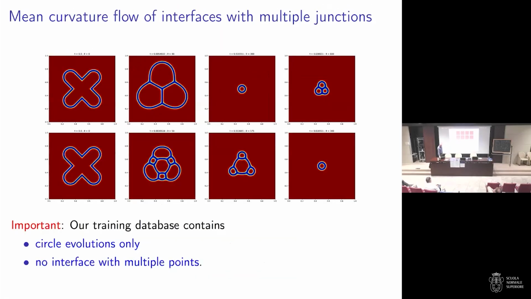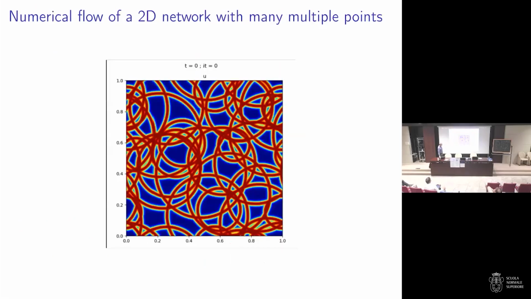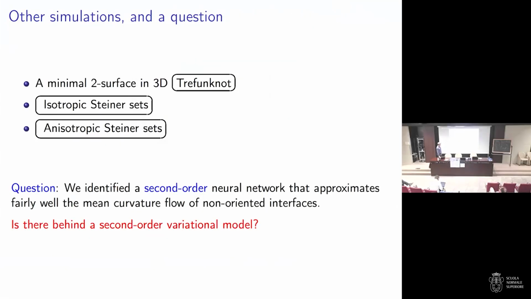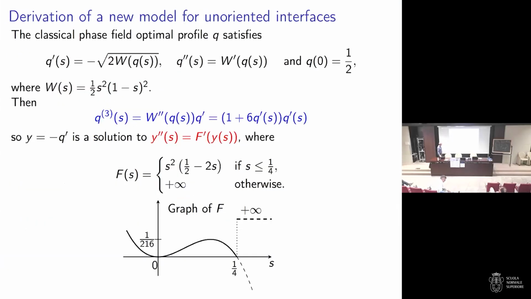Why that? So let me just show you first some simulation we obtained. No, this is stupid. This is again the same error. Okay, I'm sorry for that. So the question is the following. We identified a second order, not very much time now. So we identified a second order neural network that approximates fairly well the Minkowski flow of non-oriented interfaces. Is there behind it a second order variational model? So this was the starting point of our work, and the answer is yes.